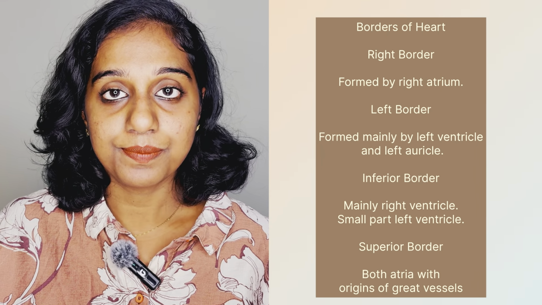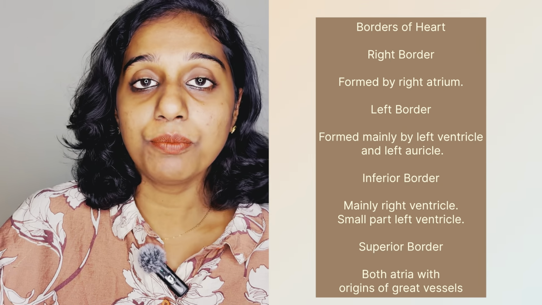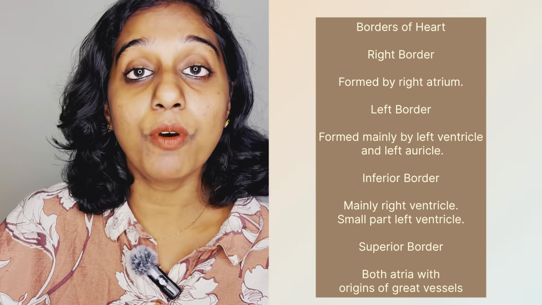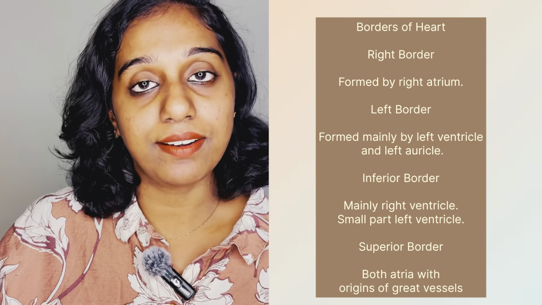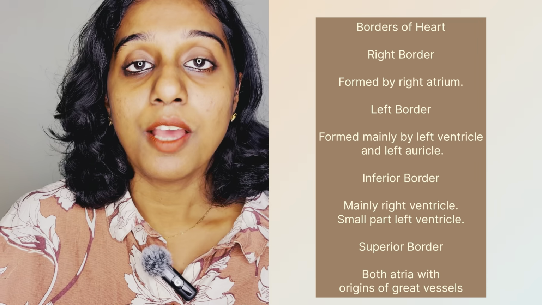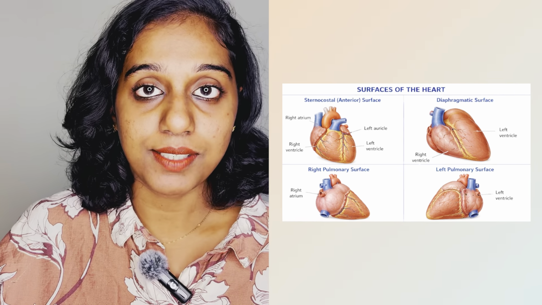Borders of the heart. Right border formed by the right atrium, left border formed by the left atrium and left auricle, inferior border formed mainly by the right ventricle, small part by left ventricle, superior border both atria with origins of great vessels. Surfaces of heart.